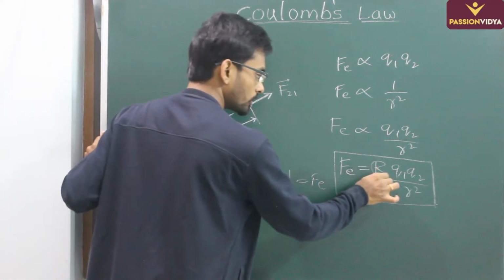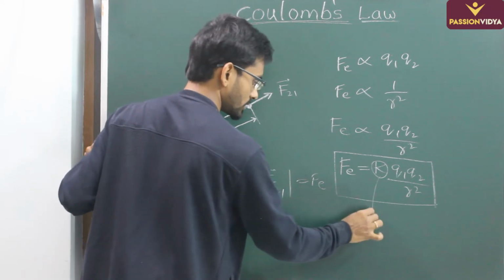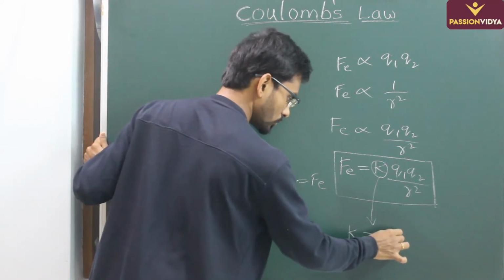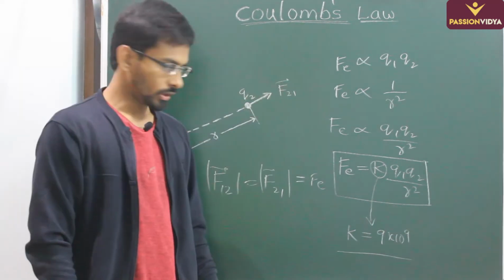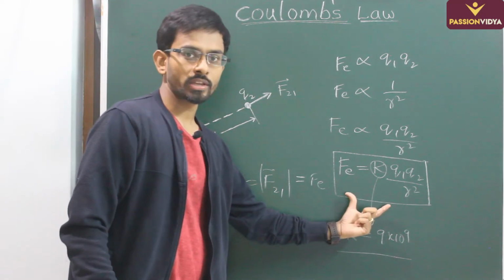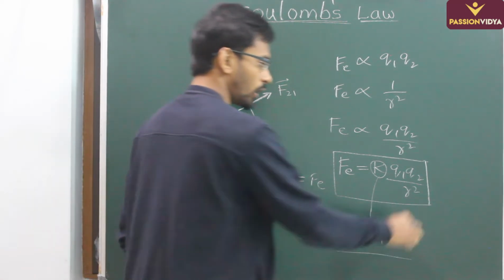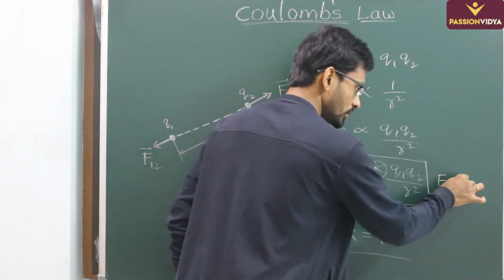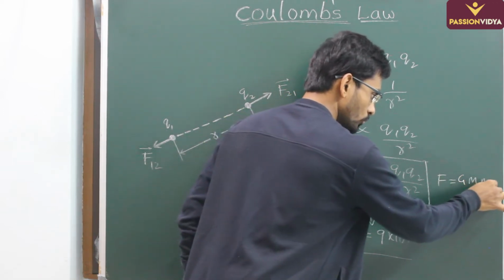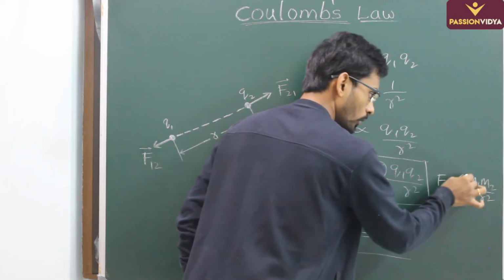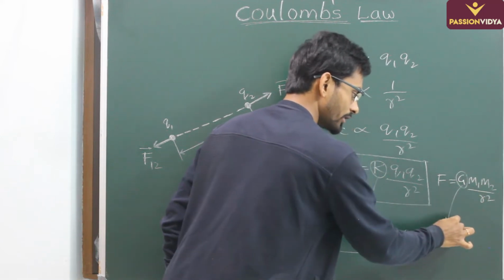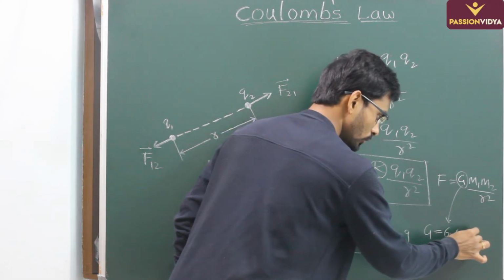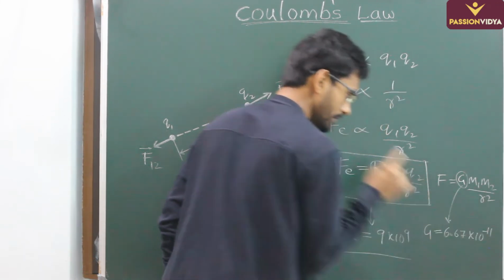Where K is Coulomb's constant or electrostatic constant. Its value is 9 into 10 power 9. Now let us compare this expression with universal law of gravitation. There we got expression for gravitational force between 2 point masses as G into M1 M2 by R square, where G is universal gravitational constant and its value is found to be 6.67 into 10 power minus 11.